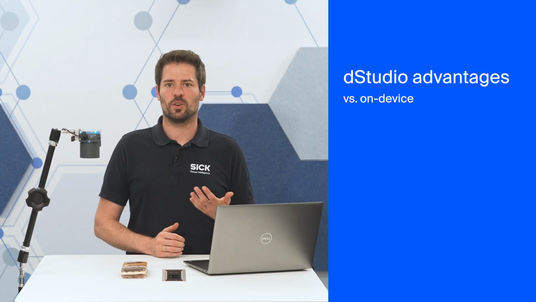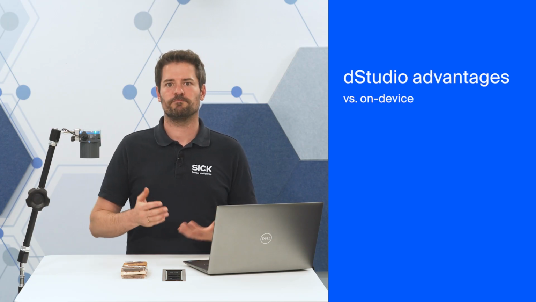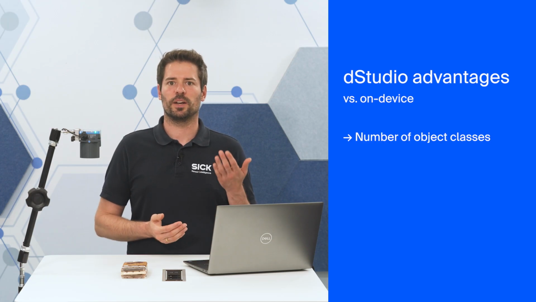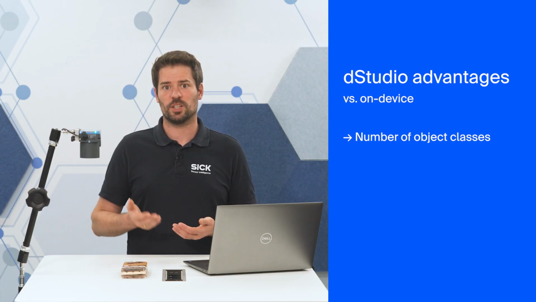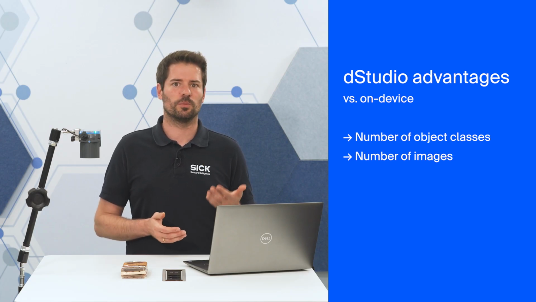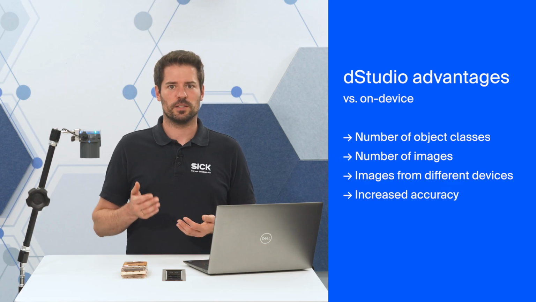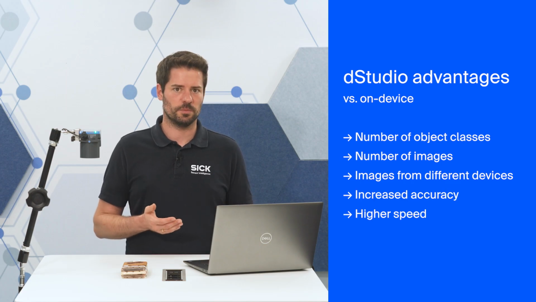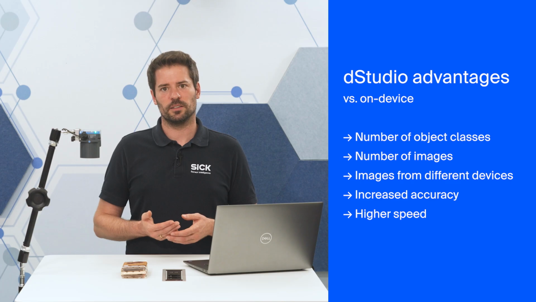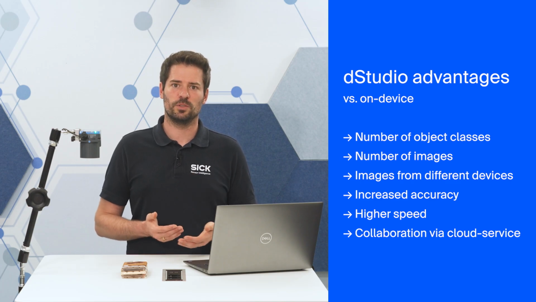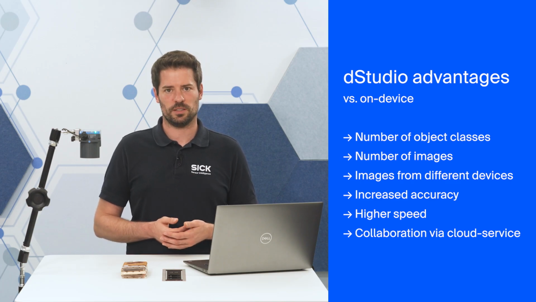The advantages over the Train on Device option include the ability to define more classes trained on a large amount of images that can originate from different devices, as well as increased accuracy and higher speed. Additionally, the use of the cloud service allows several users to collaborate on complex projects.